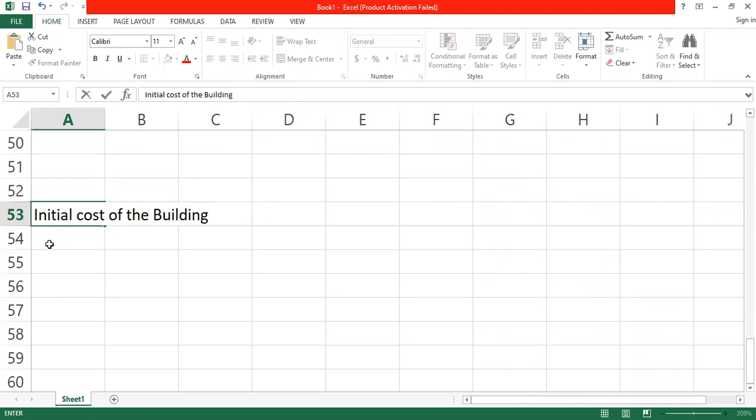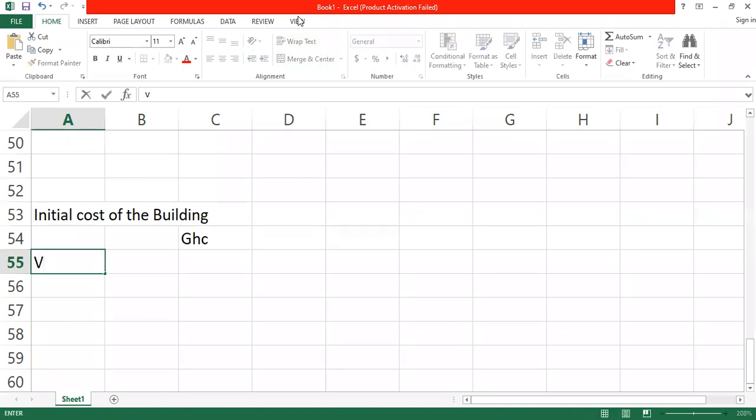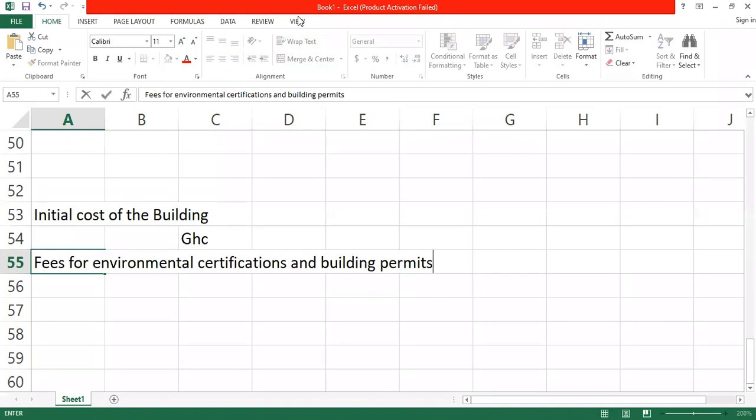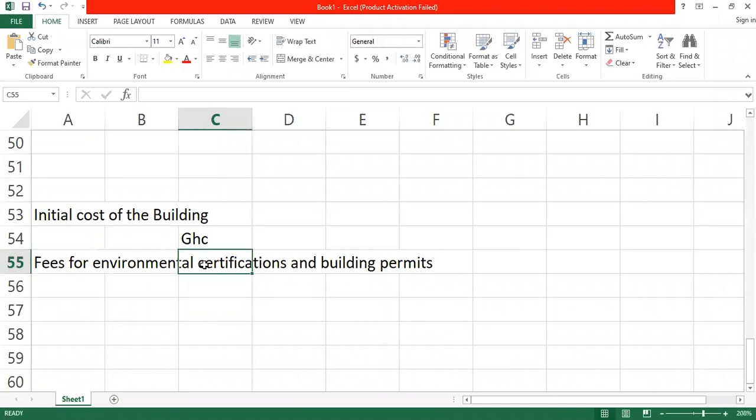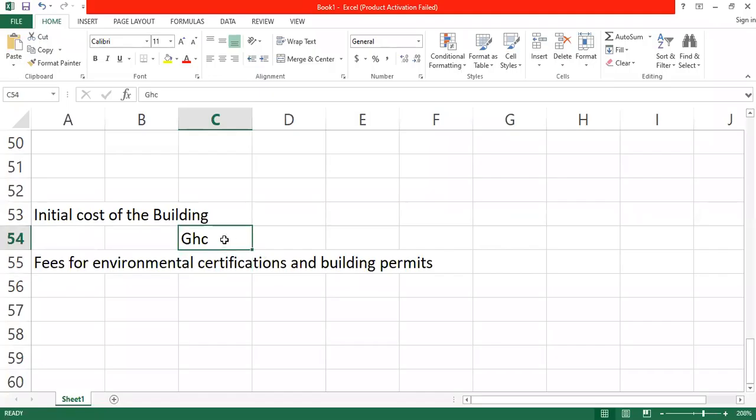So the first one will be the environmental certification and the rest. The cost is how much? 0.5 million. So we have 0.5 million.